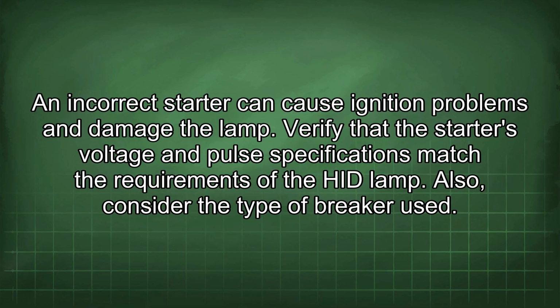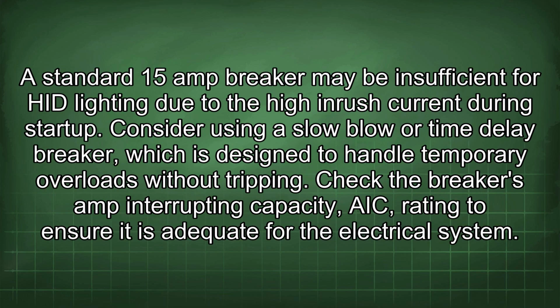Also, consider the type of breaker used. A standard 15 amp breaker may be insufficient for HID lighting due to the high inrush current during startup. Consider using a slow blow or time delay breaker, which is designed to handle temporary overloads without tripping. Check the breaker's amp interrupting capacity (AIC) rating to ensure it is adequate for the electrical system.